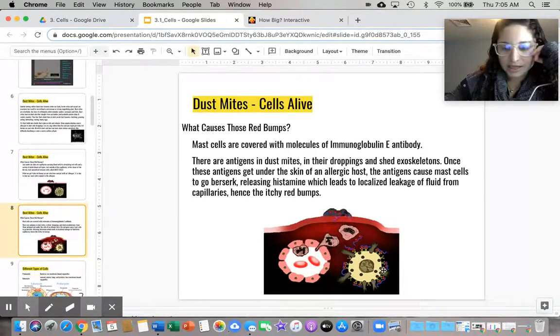So that's what these things are right here. Antibody is a type of, it's not a cell, it's a type of molecule used in your immune system. These are antigens, or there are antigens in dust mites. So antigen is like the thing that the antibody is reacting to. It's the signal saying this does not belong in our bodies. So there are antigens in the dust mites in their droppings and shed exoskeletons.